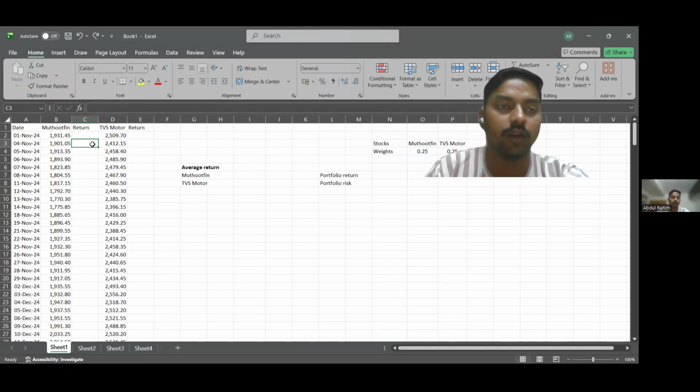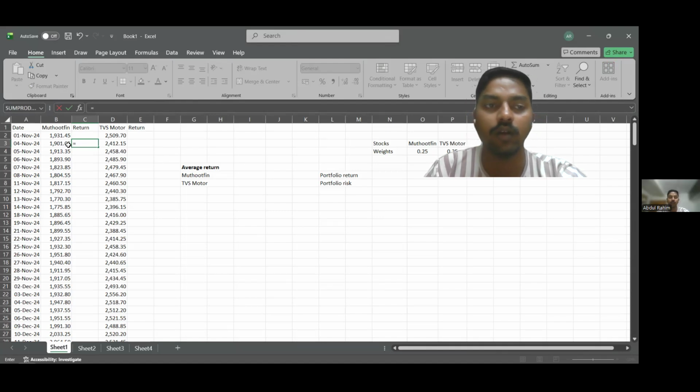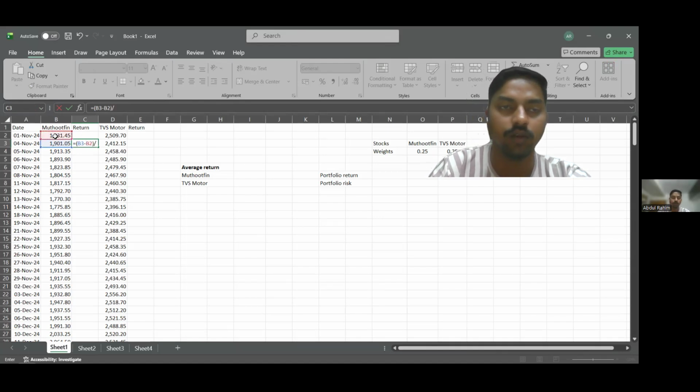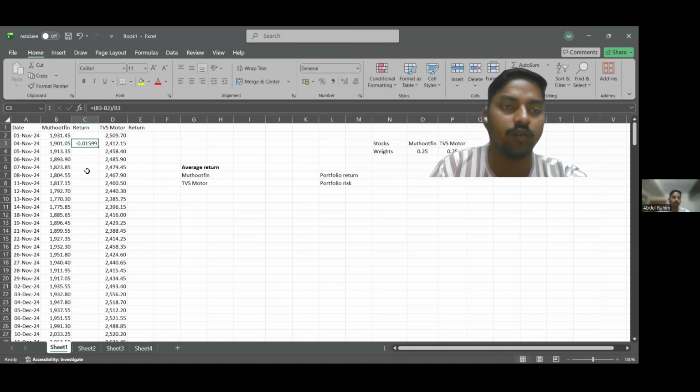So for daily return, we can calculate through the current day share price minus the previous day share price, divided by the current day share price. So it is equal to bracket current day minus previous day share price, bracket close, divided by current day share price.